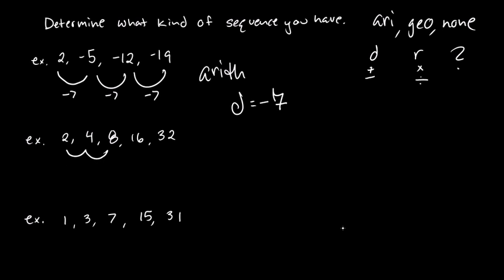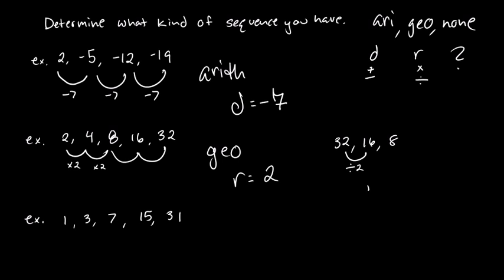So let's see if it fits geometric. I multiply by 2, multiply by 2, multiply by 2, multiply by 2. That actually does work out, so it is geometric, and my common ratio is positive 2. Alright, you need to keep in mind if it looks like 32, 16, 8, you are dividing by 2, which makes your common ratio 1/2. Make sure that 2 is down there in the denominator. That means you're dividing by 2.